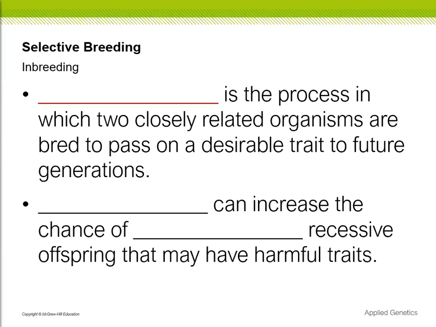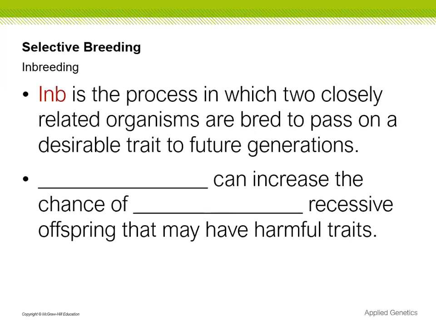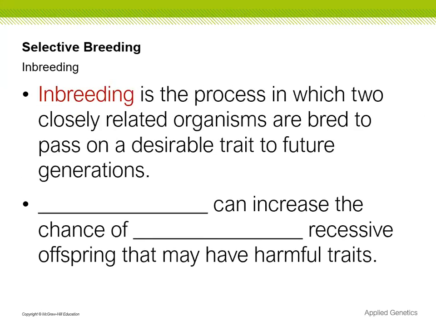Inbreeding, however, is a little bit different. So inbreeding is when we take 2 closely related organisms that have a specific trait, and we want to pass on that desirable trait to future generations. So we looked at that transformation of the pug. How did they do that? They took 2 pugs with very short snouts, like, oh, this one has a short snout, this one has a short snout. We breed them together. Their children are going to have slightly shorter snouts, and we repeat the process.